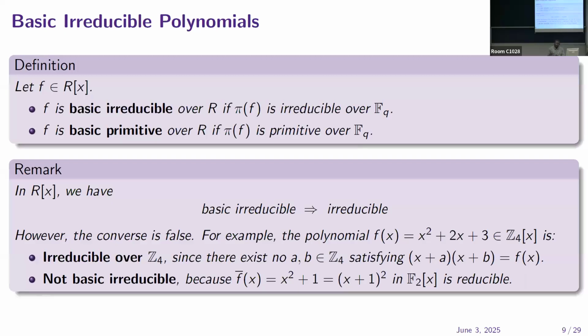Okay. We have definitions. Let F be a polynomial over R. F is basic irreducible over R if PF is irreducible over FQ. F is basic primitive over R if PF is a primitive polynomial over FQ. In the first lecture, we talked about irreducible polynomials and primitive polynomials.